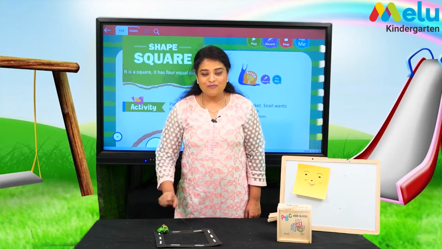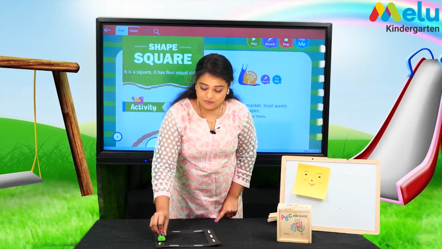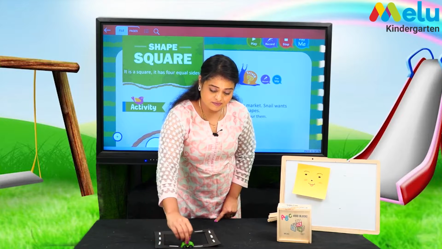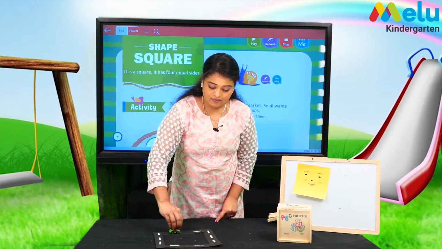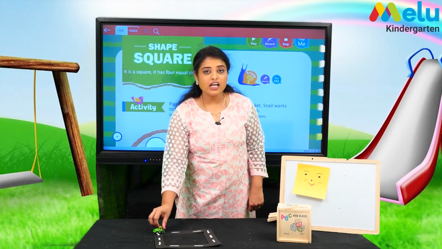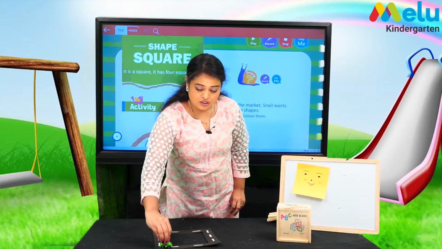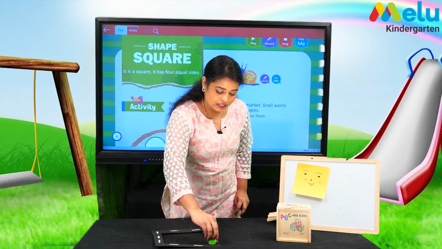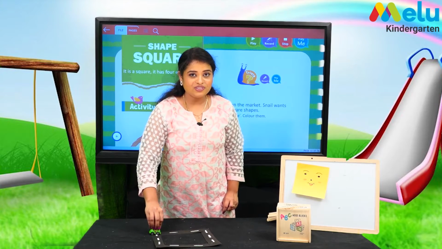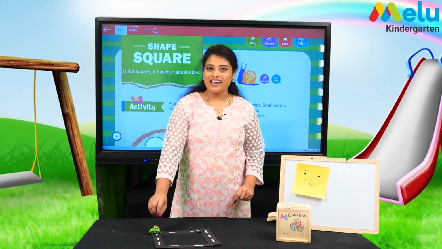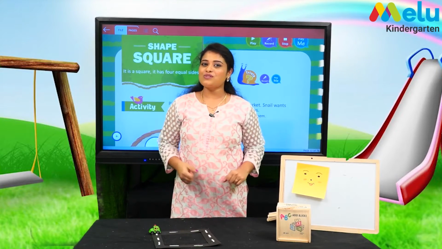Hey, so I have traced the shape. Let's trace it again. So, how many sides have I traced, children? 1, 2, 3, 4. 4 sides and I have made a square. So, I have learned to trace the shape square.